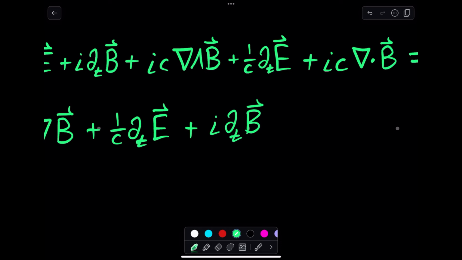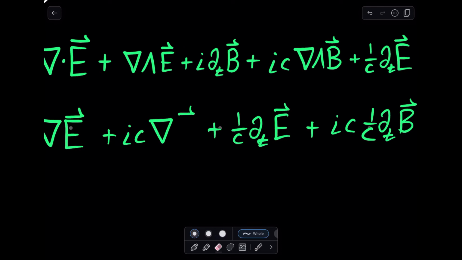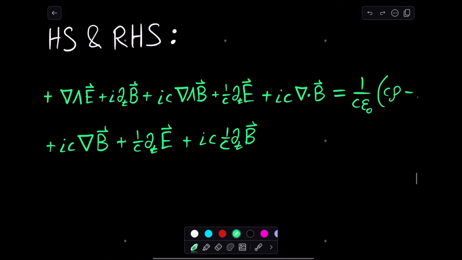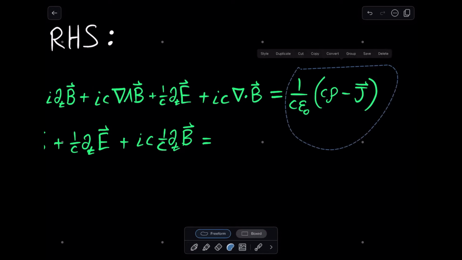But then let's expand this. Let's put a c here and a 1 over c here, because it's the same thing as having 1. But now we can see that there's a c 1 over c dt and a 1 over c dt. And there's an ICB, ICB. Then all of that equal to this.